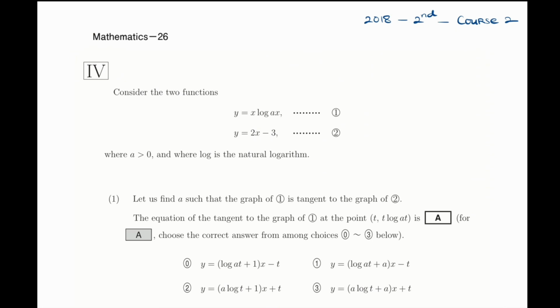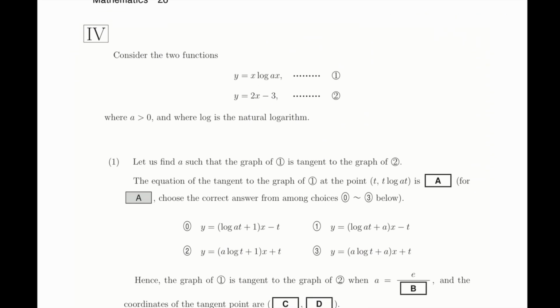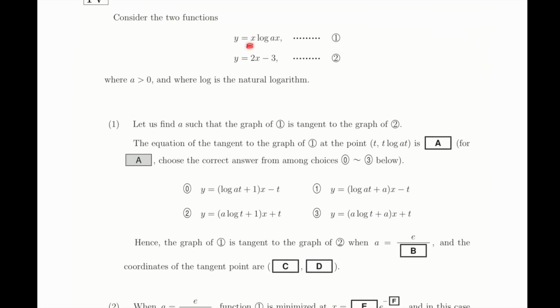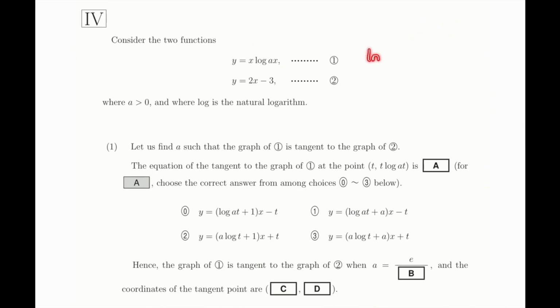Okay, in this question, we have two functions. The first one is y equals x log ax, and the second one is y equals 2x minus 3, where a is greater than 0 and log is the natural logarithm. Natural logarithm means this log can be considered as ln. I think I will use ln instead of log.